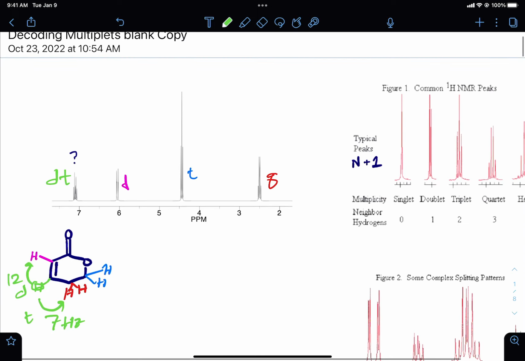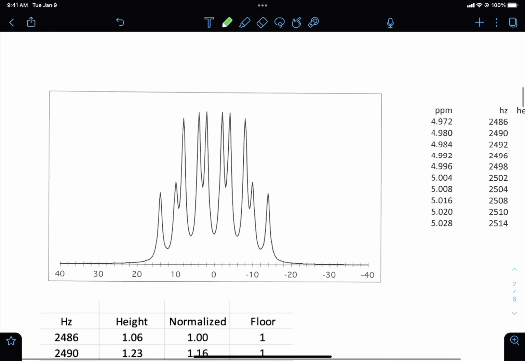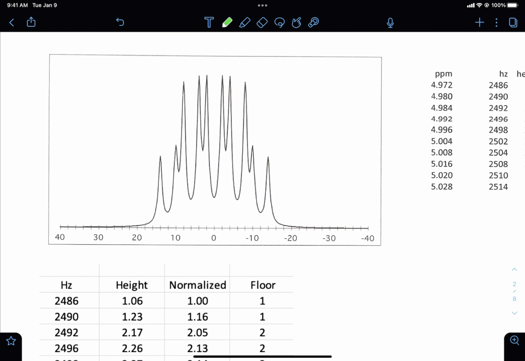But let me show you an example where it's not obvious what we have. For example, this. Okay, this is a very complicated multiplet, and without a lot of experience, you might not be able to see what it is. Is that a doublet of doublets of doublets? Is it a doublet of triplets of doublets? What is it? It's hard to know without prior experience, having seen these a lot or having studied what these shapes tend to look like. Fortunately, there is a way to decode it.